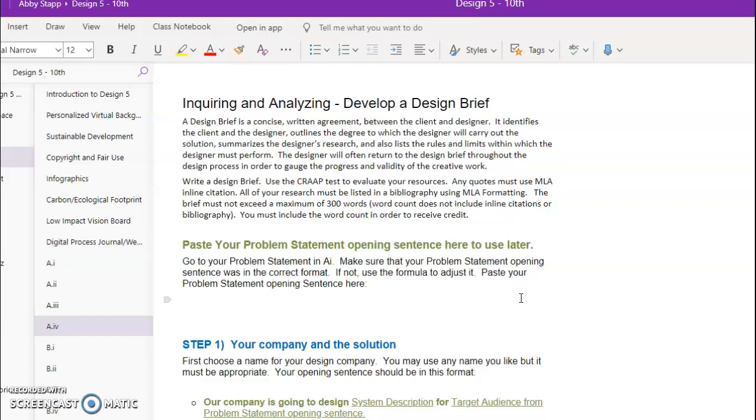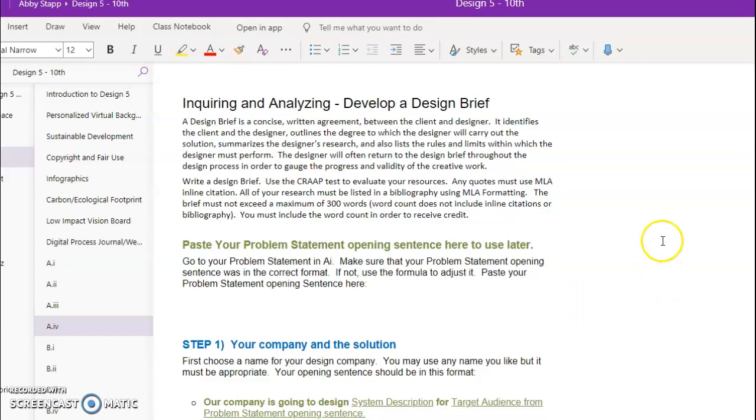This lesson plan is going to be over A4, inquiring and analyzing. This time we're doing our design brief. I have a brief description at the top of the lesson plan. If you're following along with me, you're at lessons under the content library, and this is A4. You will have this lesson plan here. It is also in your homework, so you can go to either place.